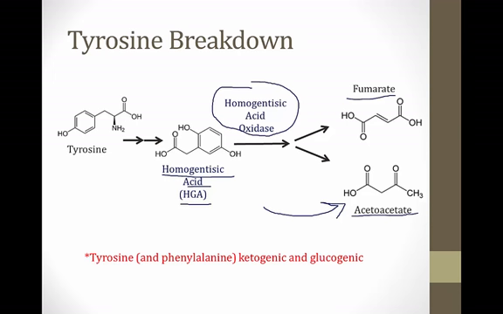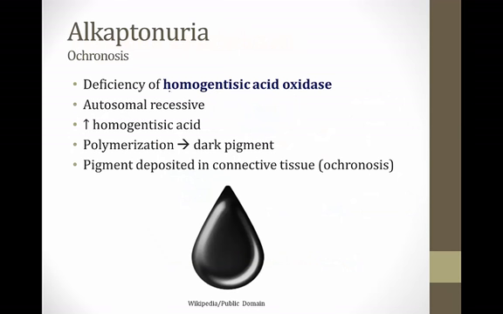And this is a good way to remember that tyrosine and therefore phenylalanine, which it comes from, are both ketogenic and glucogenic amino acids. If you are born with a deficiency of the enzyme homogentisic acid oxidase, you will develop a condition known as alkaptonuria. This is an autosomal recessive condition that results from high levels of homogentisic acid inside of tissues.